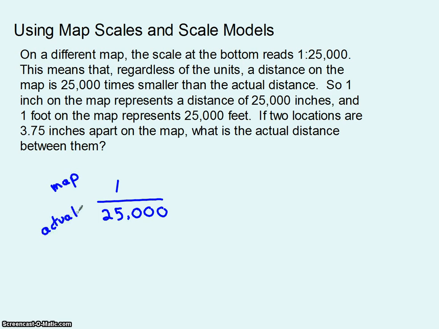Okay. And the units don't matter because these could be inches to inches or feet to feet. Okay. So if the two locations are 3.75 inches apart on the map, okay, so I'll put that 3.75 up on top because the top of the ratio represents map distance. What is the actual distance between them? That's what I'm looking for right there. So now I have a proportion that I can solve easily. 1 times x is x, and 25,000 times 3.75.